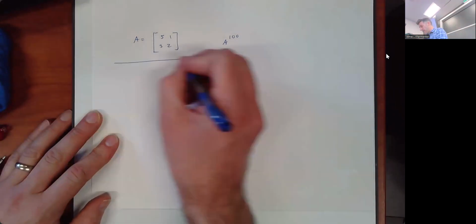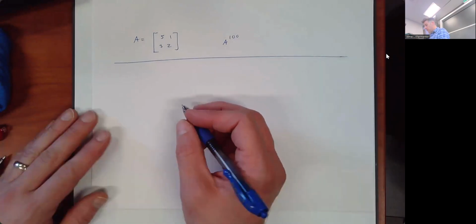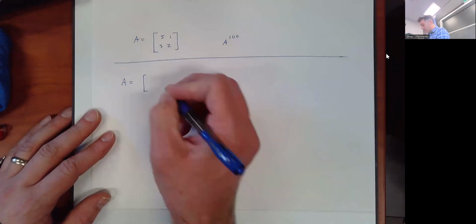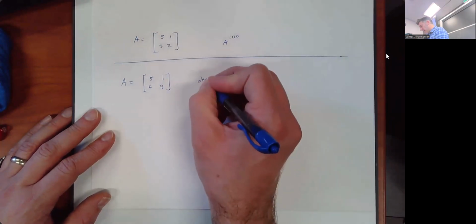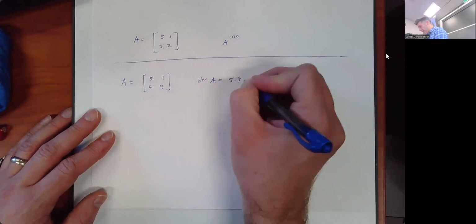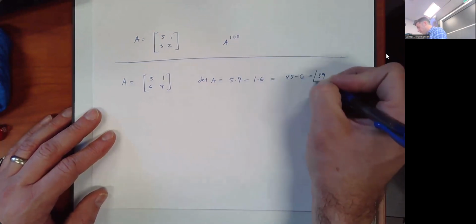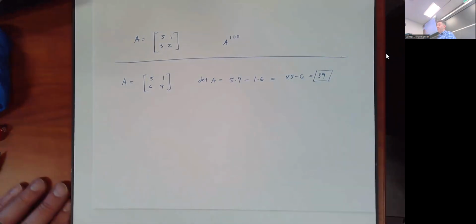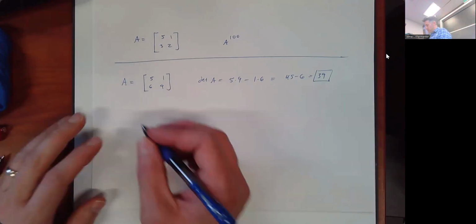The other thing I want to point out is that for a 3x3 matrix, there is also a nice way of taking the determinant. For A equal to a 2x2 matrix, 5, 1, 6, 9, the determinant of A is just 5 times 9 minus 1 times 6, which is 45 minus 6, which is 39. Cool. But for a 3x3 matrix, the process is more complicated. There's a nice way of doing it, but it does not extend to larger square matrices. For 4x4 or 5x5, that's a whole other conversation.